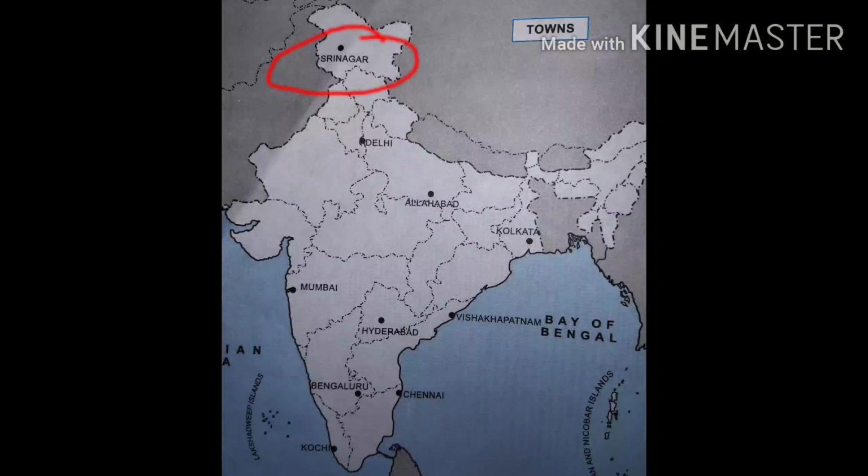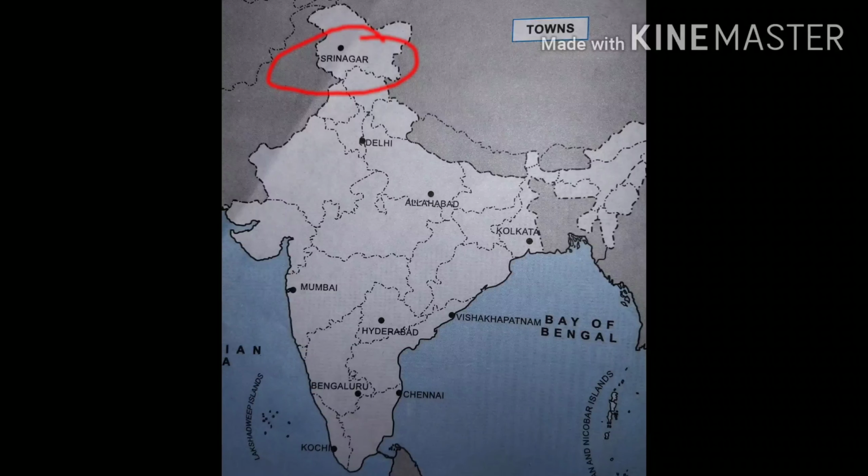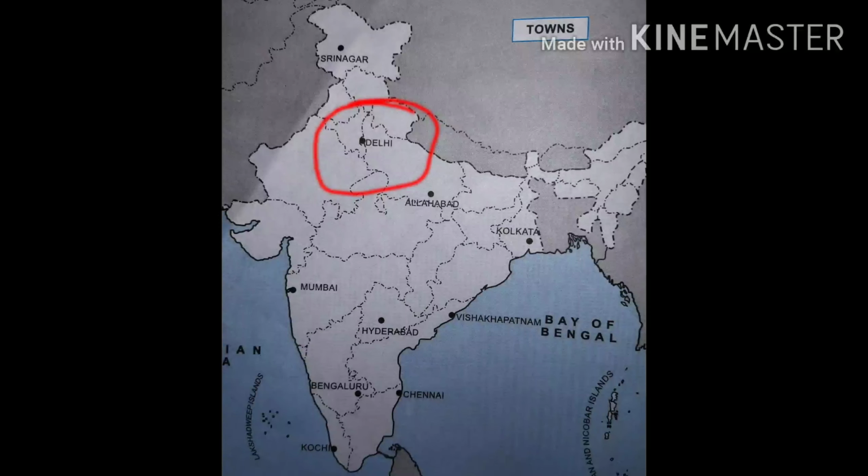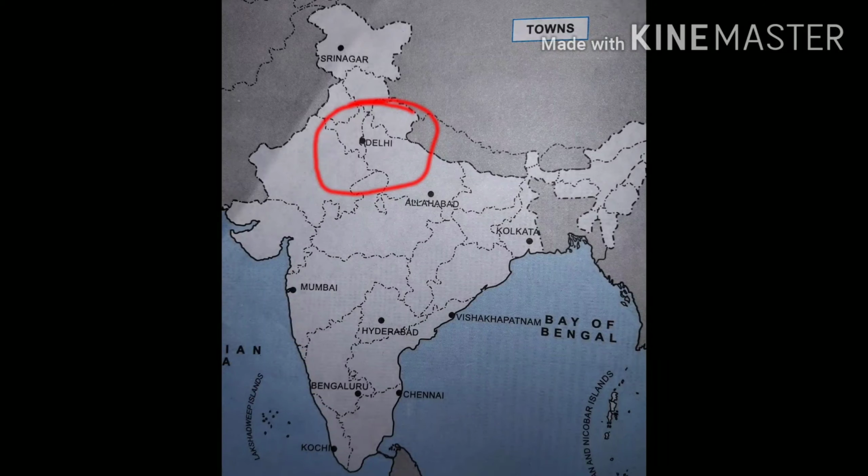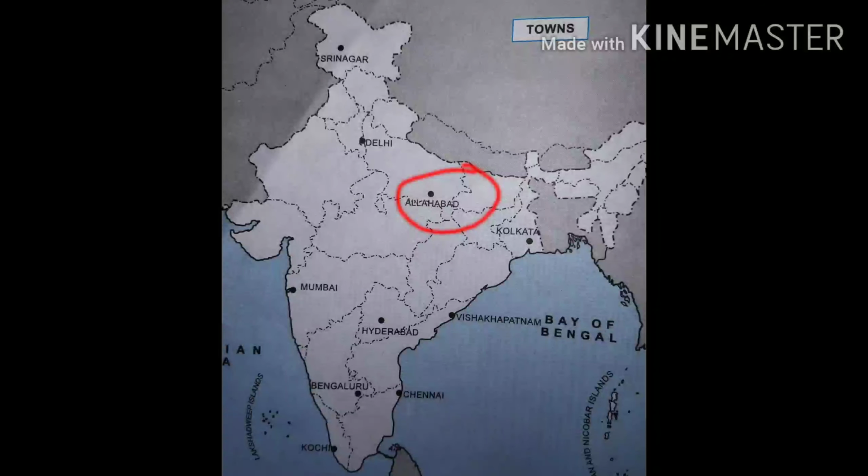Remember that it is present on the western side only, and on the eastern side you have Ladakh, and on the western side there is the Kashmir region, and in the Kashmir region Srinagar city is present. As we come down, we will see Delhi. Delhi is easier to mark. It is located at the heart of India. And as we come down, we will see Allahabad. Allahabad can also be easily located as the point where the Ganga and Yamuna rivers meet.